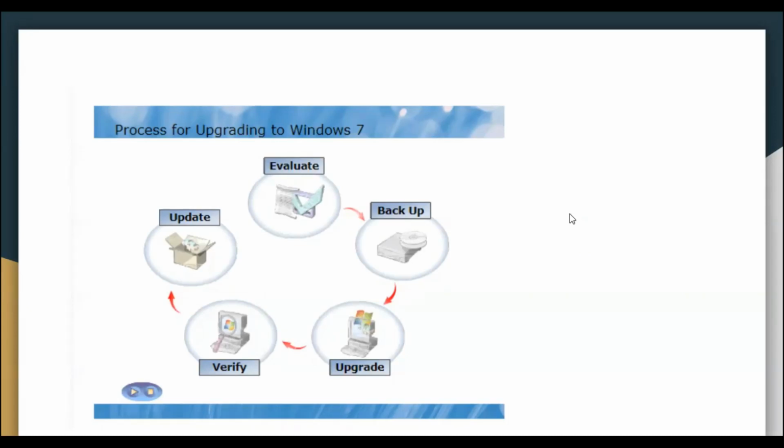Fifth, check your hard disk. Before installing a new operating system, you should always check your hard disk for errors. Sixth, defrag. The Windows 7 installation process defragments your hard drive, but doing so beforehand may save some time. Seventh, back up your data.